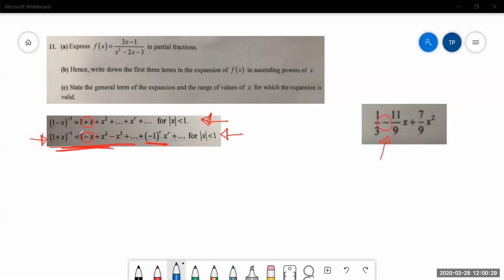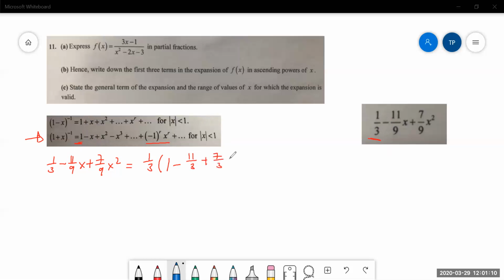Okay, so as you can see, given this format, we have minus 1 to the power of r, x to the power of r. But in order for us to even use this formula, the first term has got to be 1. But our first term here is 1 over 3. So from 1 over 3 minus 11 over 9x plus 7 over 9x squared, we have to take out 1 over 3 first. After taking out 1 over 3, we are going to be left with 1 minus 11 over 3, right? Plus 7 over 3 x squared.